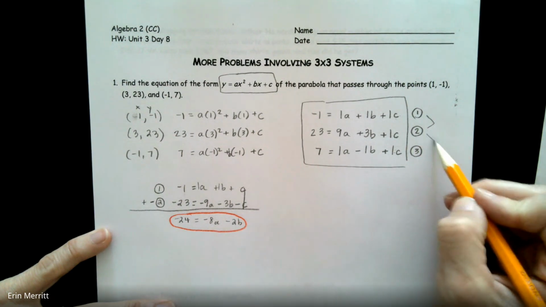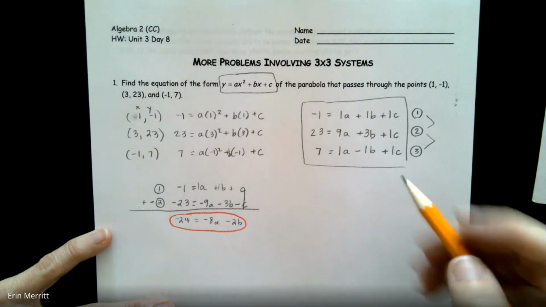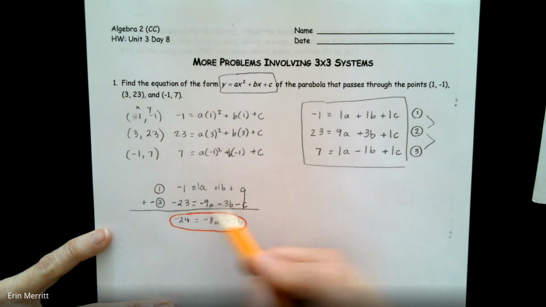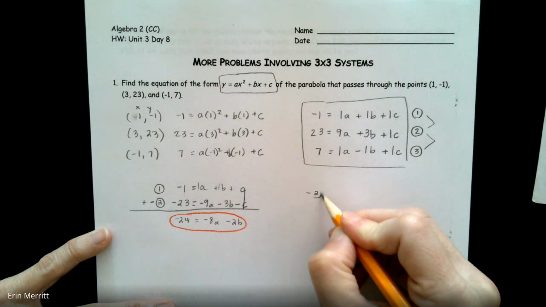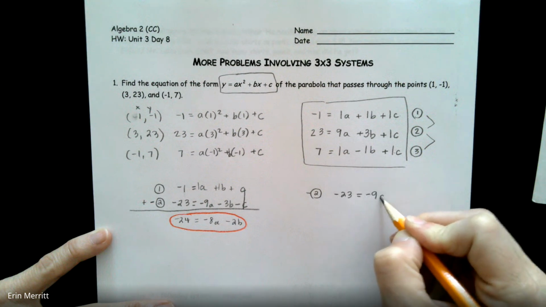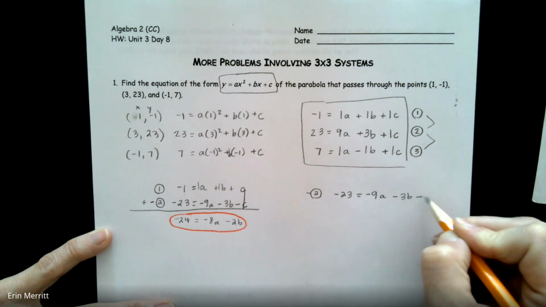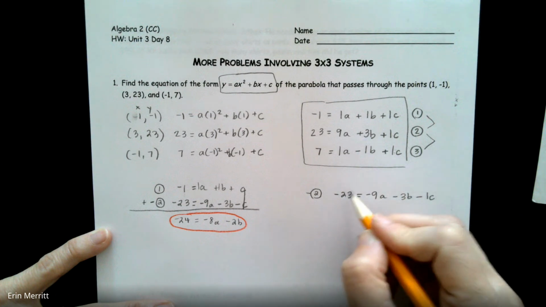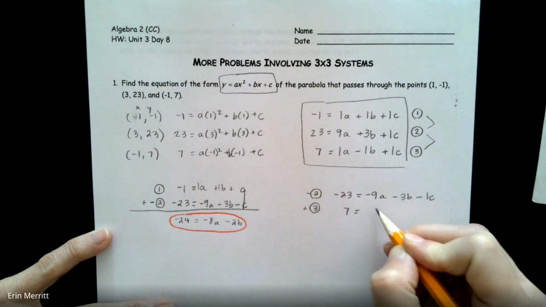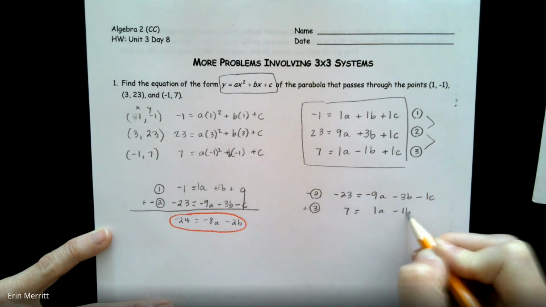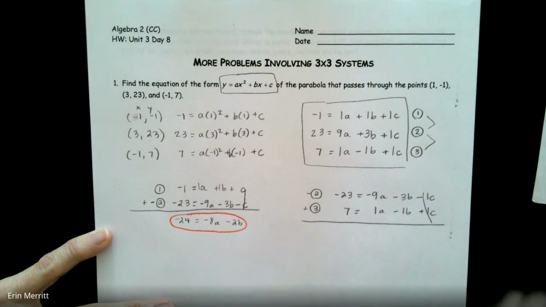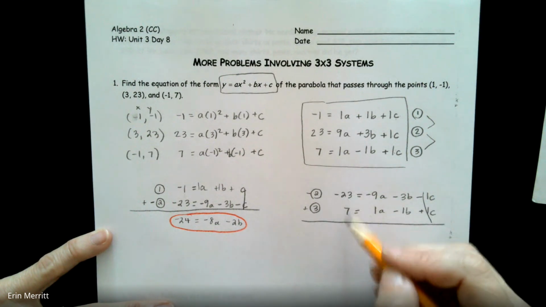Do the same thing again. I'm just going to pair up the next 2 because it's easy. So you have to negate one of them. It doesn't matter which. Given that I already negated number 2, I might as well just keep it. So it's -23 equals -9a, -3b, -1c. And then I'm just going to copy equation 3 down. So 7 equals 1a minus 1b plus 1c. The whole point of doing this is that the c's are going to go. We'll be left with everything else.